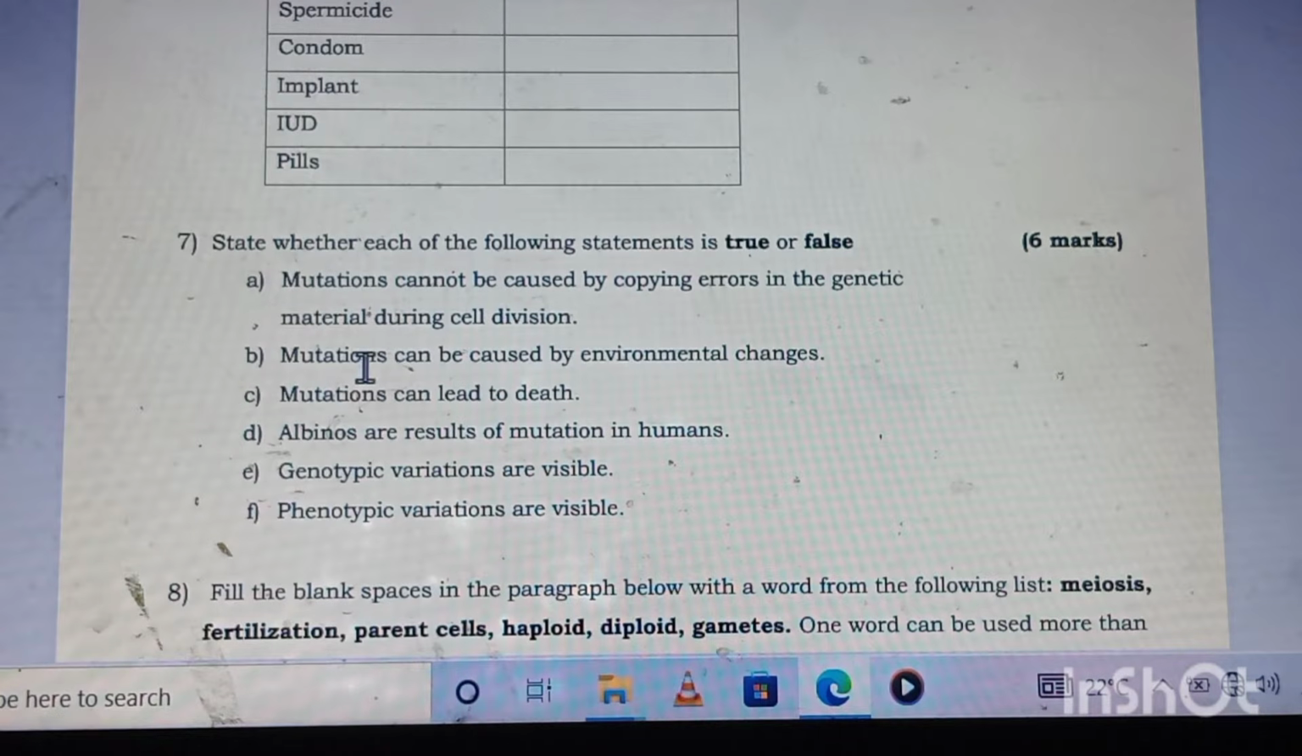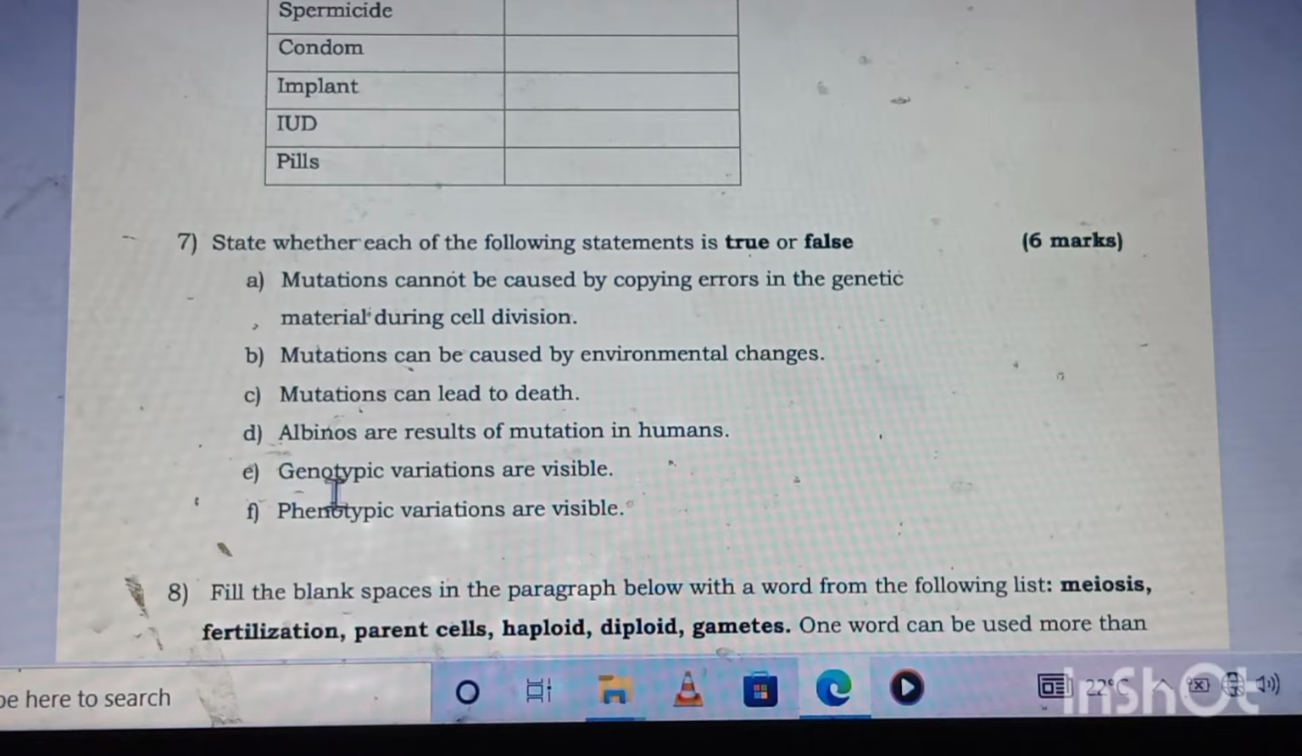B. Mutation can be caused by environmental change. True. C. Mutation can lead to death. Yes, of course, because mutation can cause abnormalities and skin cancer, and all those circumstances can cause death. D. Albinos are a result of mutation in humans. Yes, that is correct. It means it is true.